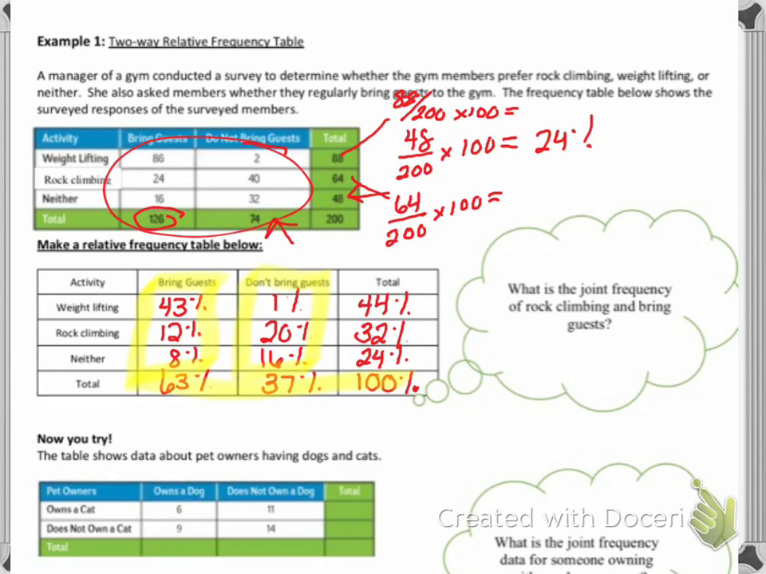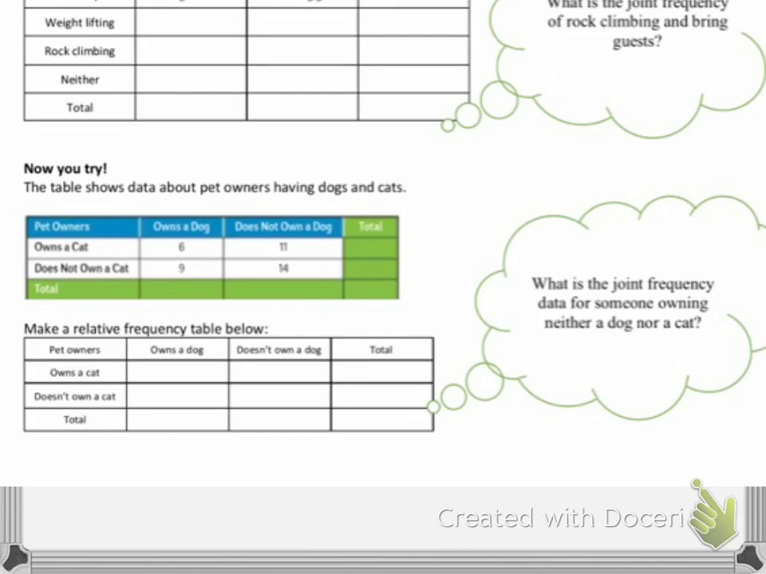So why don't you try the next one, and oh wait, before I do, hold on, I'm getting ahead of myself. Before we do the next one on our own, I wanted to answer the question off to the right. What is the joint frequency of rock climbing and bringing guests? To calculate that, I'm going to look at my rock climbing row and my bringing guests column and see where they overlap, and that would be at 12. So about 12% will rock climb and bring guests. So now that we've answered that question, why don't you go ahead and try the next one on your own.